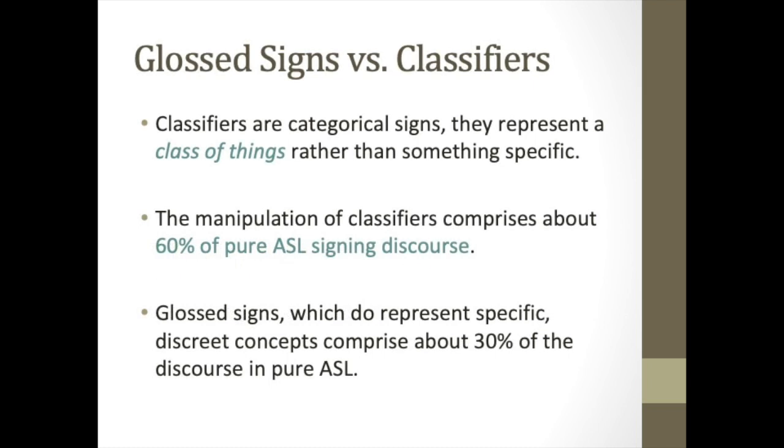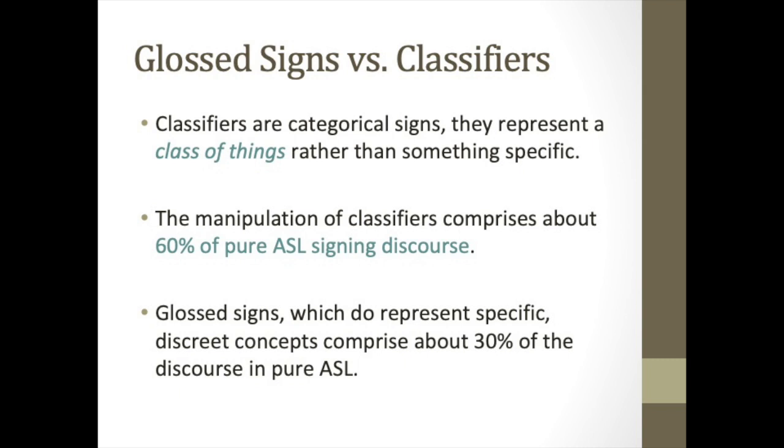Gloss signs have an English word equivalent, but classifiers are signs that represent a class of things rather than something specific. The manipulation of classifiers comprises about 60% of pure ASL discourse. Glossed signs, which do represent specific discrete concepts, comprise about 30% of the discourse in pure ASL. In other words, sentences that contain only glossed signs are lacking the full spectrum of signed language.